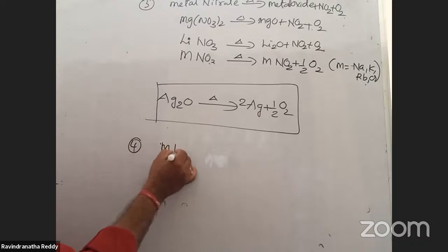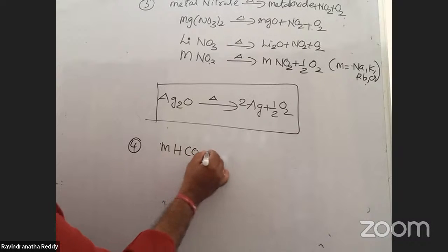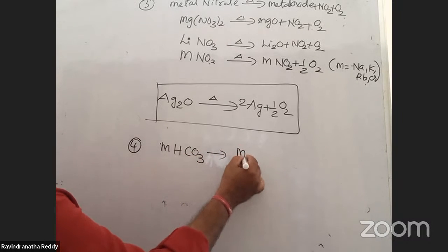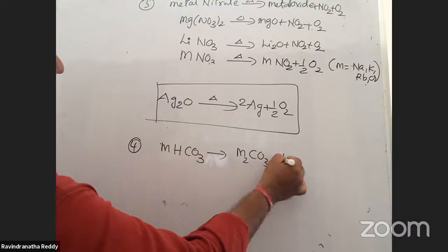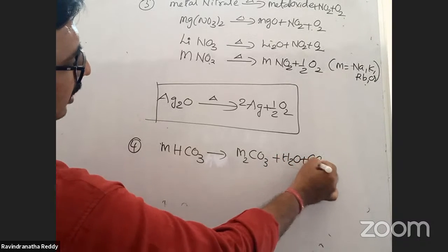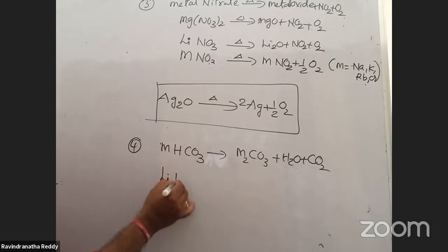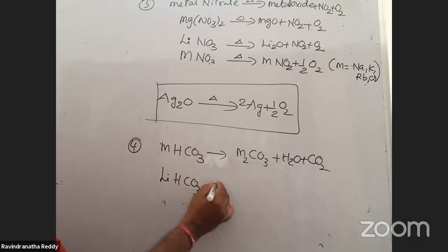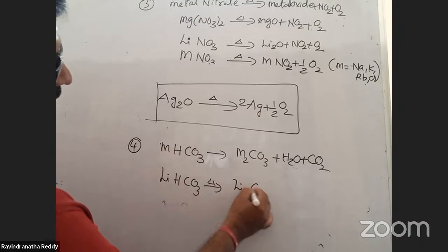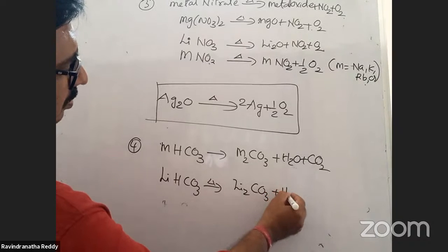Like that, MHCO3 on heating, what do we get? Metal carbonate, M2CO3, plus H2O plus CO2. For example, take lithium bicarbonate on heating. What do you get? Lithium carbonate, Li2CO3, plus H2O plus CO2.